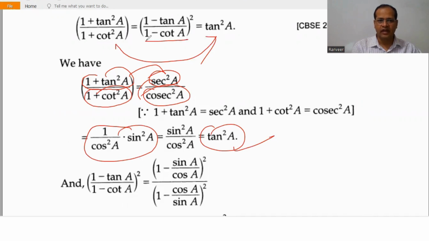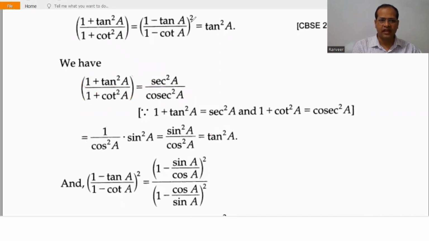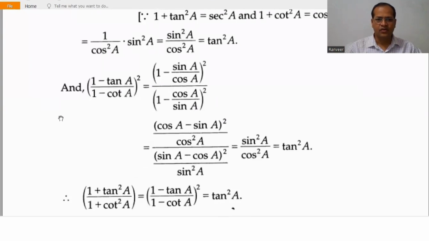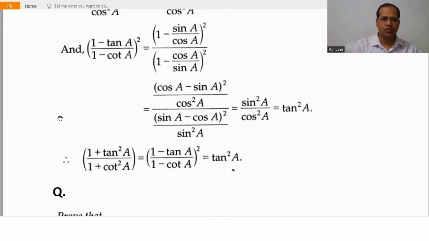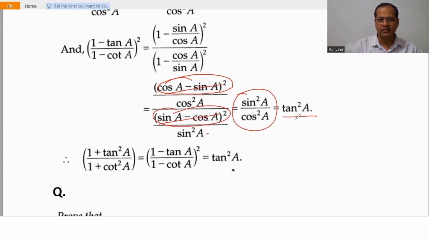Now in this case, the square is on the outside and minus is there. So once we want to prove this, we take 1 minus sin A by cos A over 1 minus cos A by sin A. So cos A minus sin A by cos A, we can take the square outside, and this is also squared. This value and this value are both the same actually, because this is in square format. So this value will cancel, and this is sin square A by cos square A, which becomes tan square A.